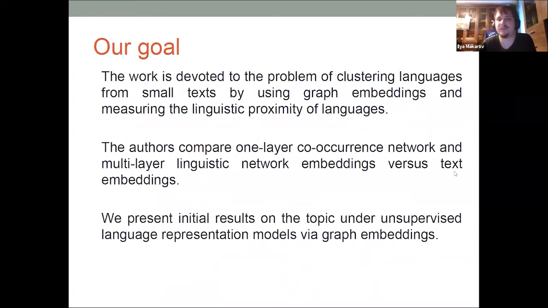This work is devoted to the problem of clustering languages from small texts by using graph embeddings and measuring the linguistic proximity of languages. Basically, some languages are closer to one another based on linguistic features. Our idea was to compare and apply different approaches based on one-layer or multi-layer linguistic network embeddings, which represent text as multi-layer networks. We present just initial results on the topic, with unsupervised language representation models via graph embeddings, text embeddings as a general direction of further studies.